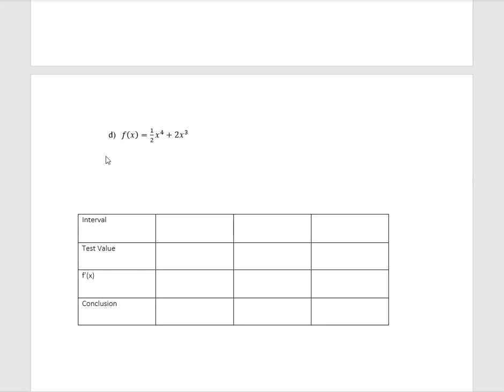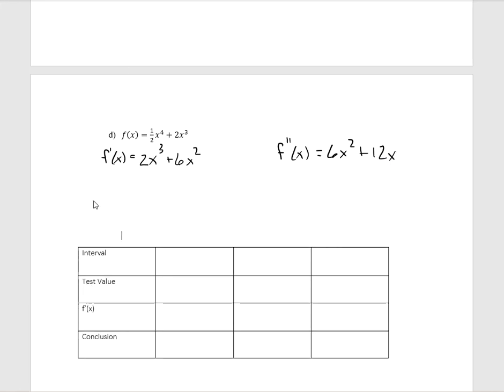So my first derivative, anytime I'm looking for extrema, I automatically go to first derivative. Bring down the 4. 4 halves is 2x to the third plus 6x squared. And my second derivative is 6x squared plus 12x.